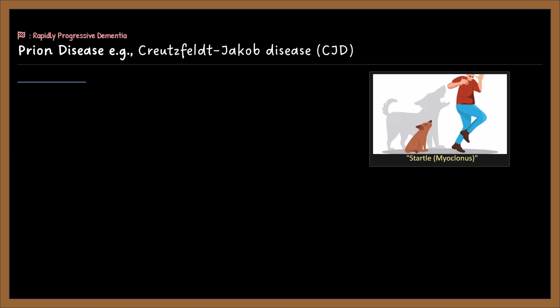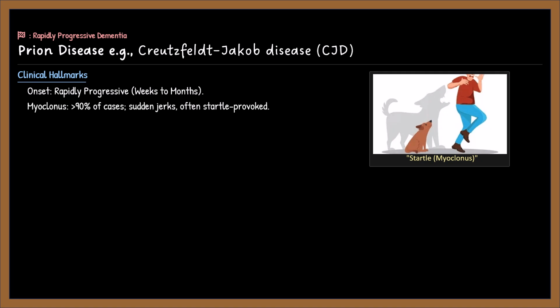Creutzfeldt-Jakob disease is commonly tested on exams. You need to know the clinical hallmarks. The onset is rapidly progressive. That is a key that this is a prion disease. Also, most patients will show myoclonus. So if someone is having myoclonus, which is sudden jerks, often startle-provoked, and their disease is rapidly progressive, it's probably prion disease. Other symptoms include ataxia, visual disturbances, and akinetic mutism.